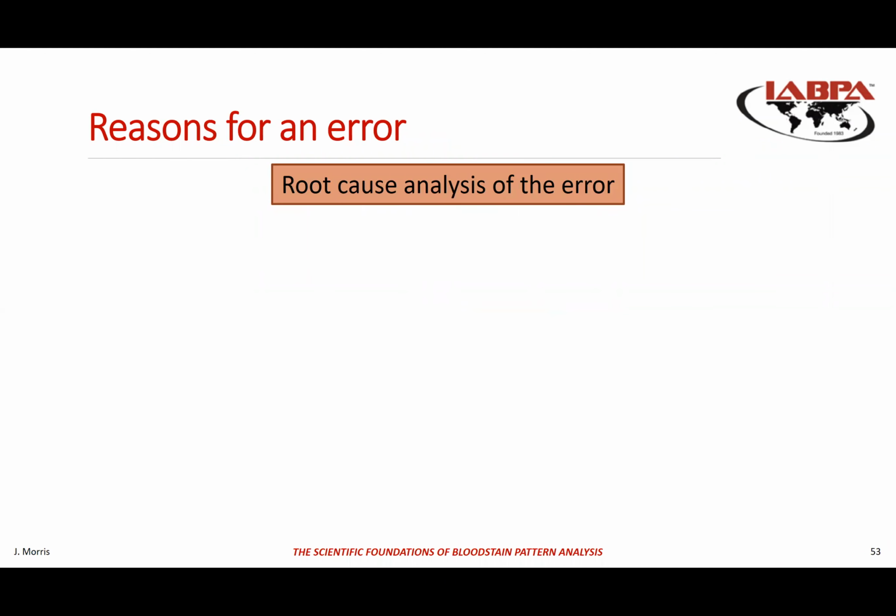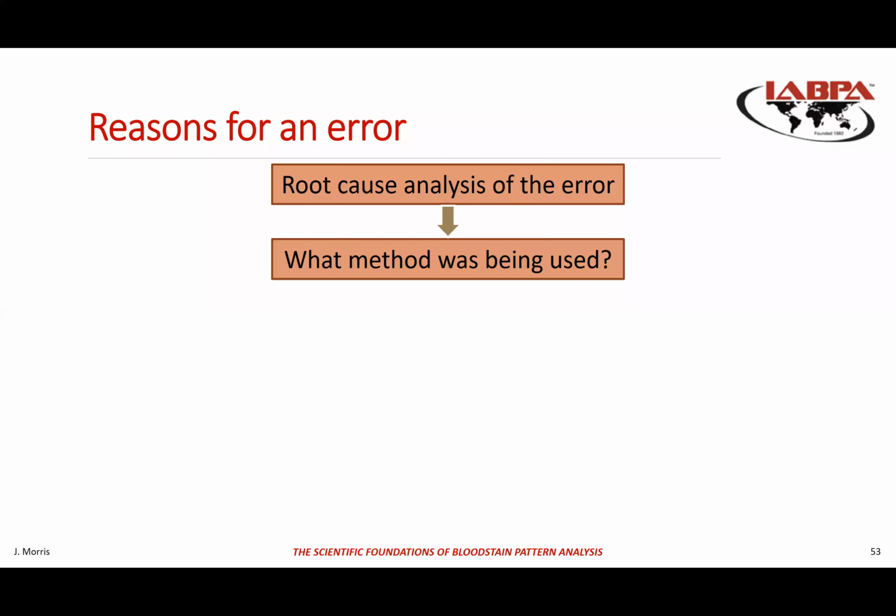And that helps us when we do root cause analysis. When we recognize that a mistake has been made, we need to take a step back and figure out why that mistake was made. This is a process that my laboratory does. It's a root cause analysis, and we look at what caused that error and what we can do to make sure that error doesn't occur again, or minimize the potential that it will occur again. And the first step in root cause analysis is to ask, what method were you using?